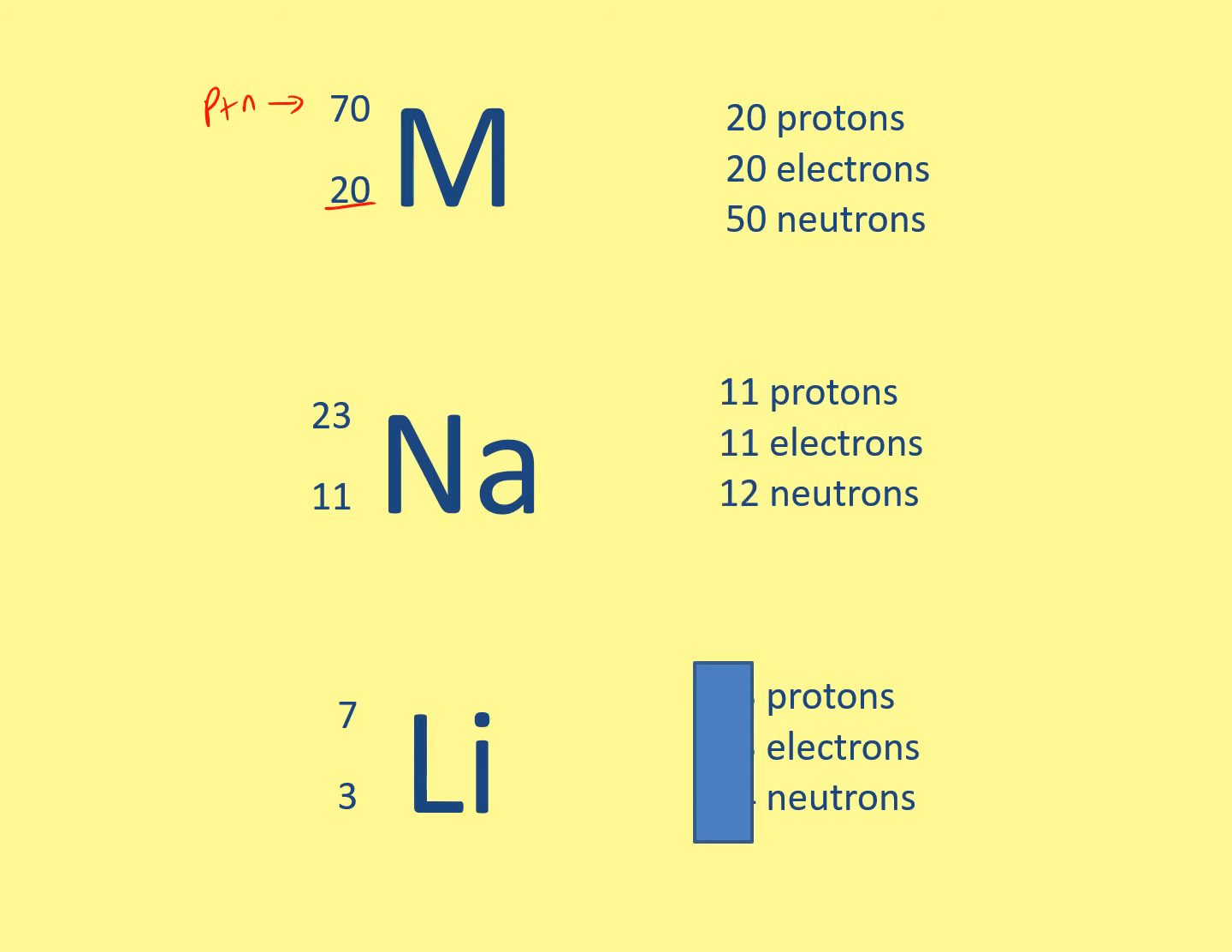Second one is 11 protons and 11 electrons, because the atomic number is 11. Now we know there are 23 things in that nucleus. 11 of them are protons. So we do 23 minus the 11 protons. That gives us 12 neutrons. And the last one, we've got 3 protons, 3 electrons, and we do 7 minus 3 to get 4 neutrons.